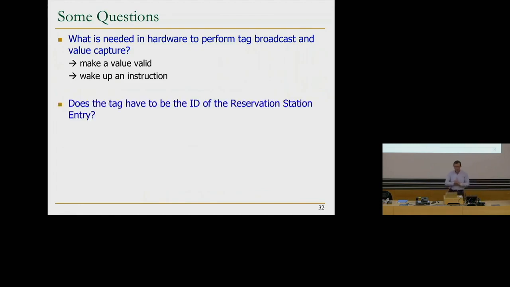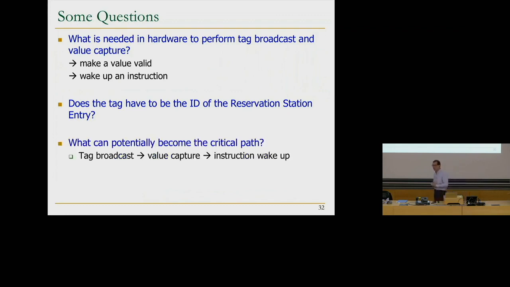Okay, I already answered this question also. Does the tag have to be the ID of the reservation station entry? No, not really. We just use that for convenience over here. The tag can be any unique identifier that ensures that that particular instance of a register is named uniquely, so that anyone that needs that particular instance gets that unique name. So you could come up with your own alphabet for renaming. Okay, what can potentially become the critical path? I think I already kind of said that also. This is actually one of the most difficult parts to design in an out-of-order engine. You broadcast a tag.